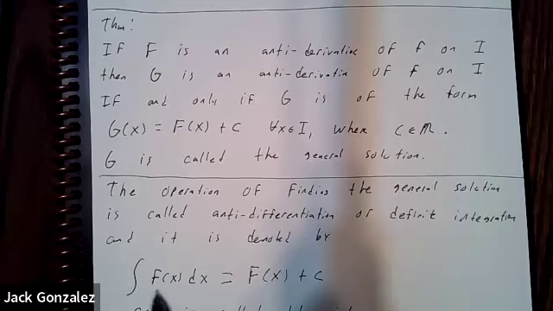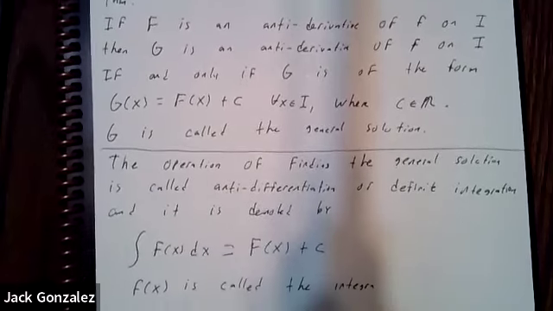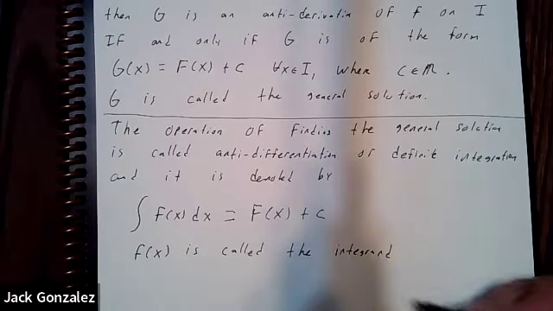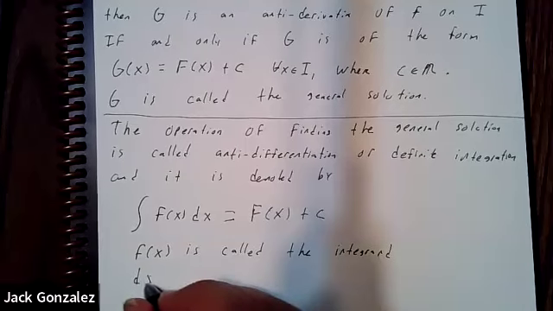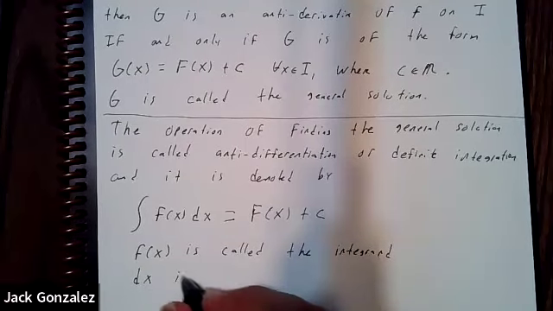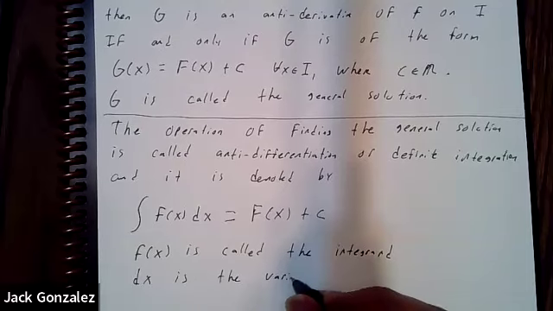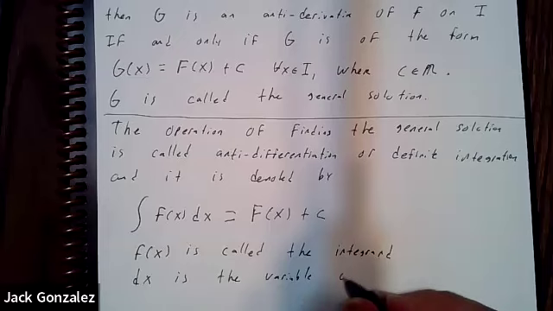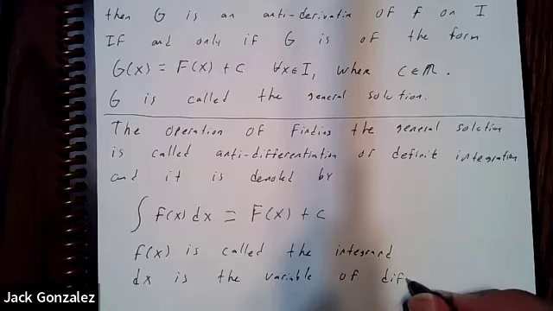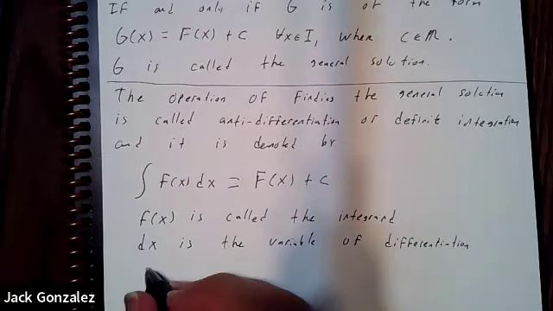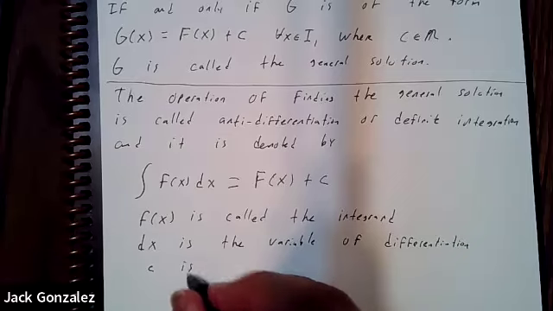This part of the integral, the f of x, is called the integrand. The dx is telling you the variable of differentiation. C is a constant.